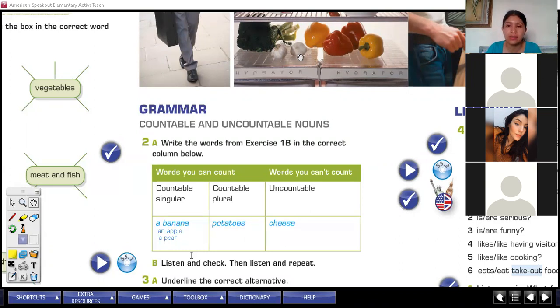Then I have garlic. ¿Lo puedes repetir? No escuché bien. Garlic. Uncountable. Uncountable.